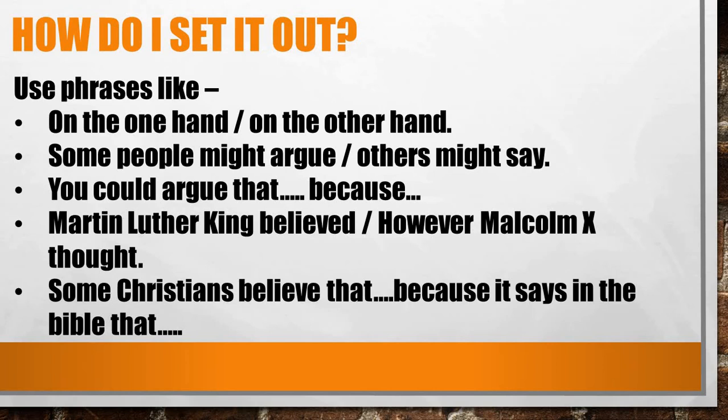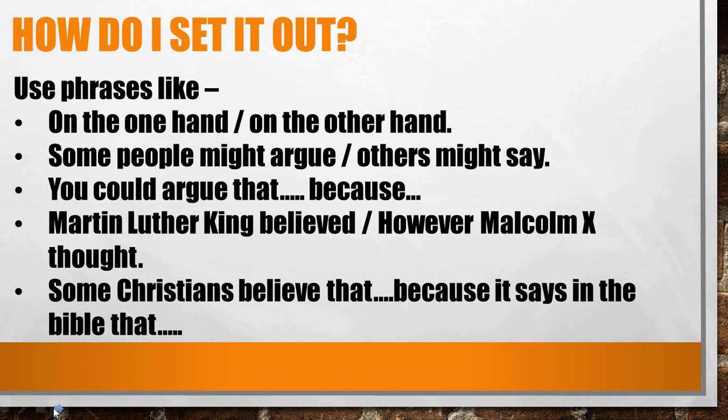So make your point, present your evidence, and then explain that evidence to show how it proves your point. You could argue that because, so that's the sort of language you can use to do that. Martin Luther King believed, however, Malcolm X thought. So you're, again, counter-arguing. Some Christians believe that because it says in the Bible that. So there you're producing evidence to back up an argument that a Christian might make.